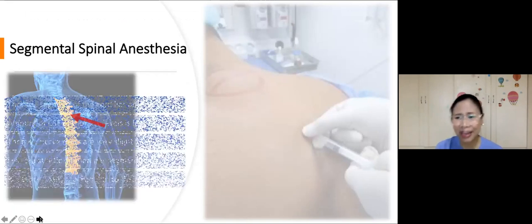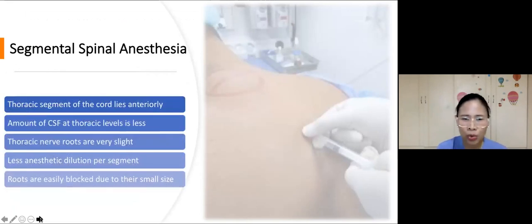So is it safe? Authors who have made studies on this technique say that it is, because the thoracic segment of the cord lies anteriorly. And also a small amount of anesthetic is needed to get a segmental blockade. Some papers used 5 milligrams to 7.5 milligrams of isobaric local anesthetic for the anesthetic to just settle in the thoracic area. So what procedures benefited from this technique?